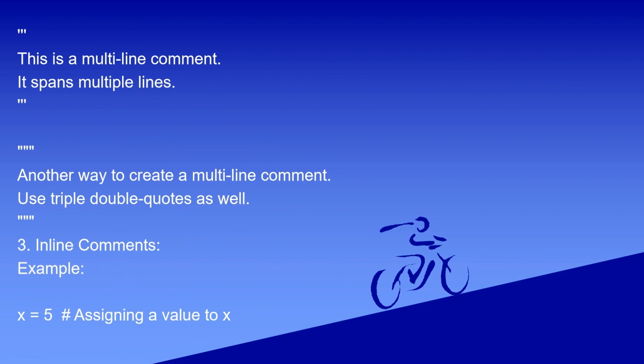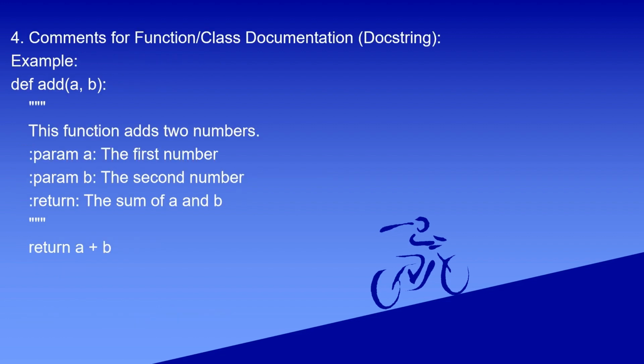And the third one is inline comments. It means in the same line we can give comments. Example: x equals 5, meaning assigning a value to x. In this way, in the same line we can give the comment. Comments for function or class documentation. Here is the example for comments for function or class documentation.